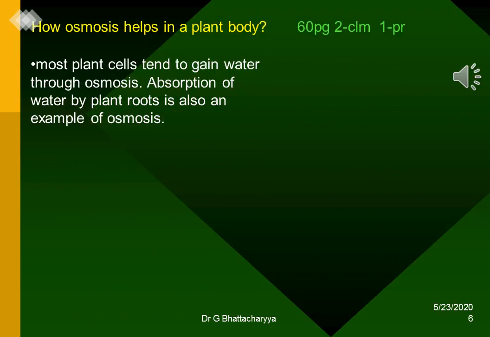How does osmosis help in a plant body? Most plant cells tend to gain water through osmosis. Absorption of water by plant roots is also an example of osmosis.